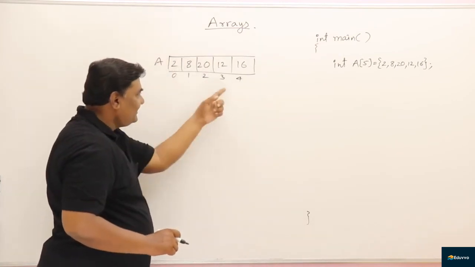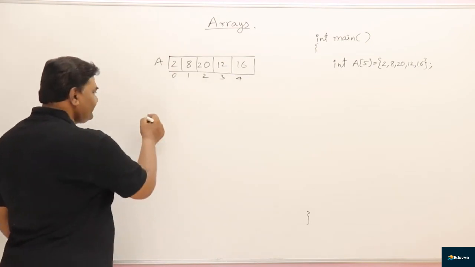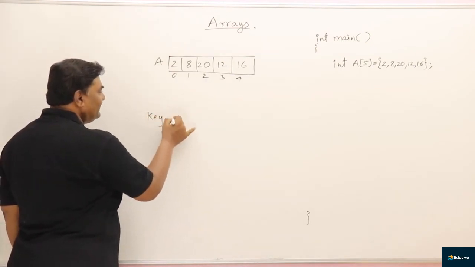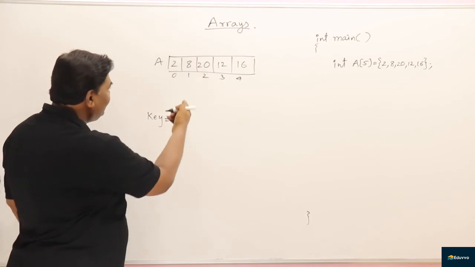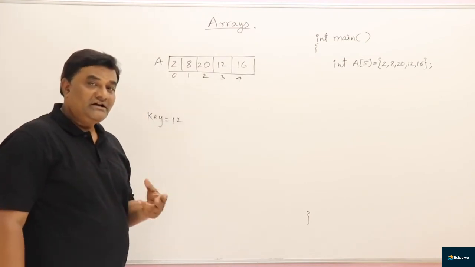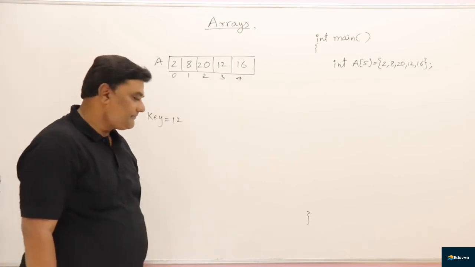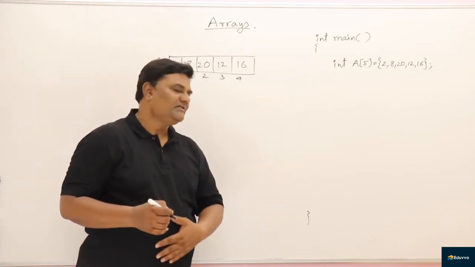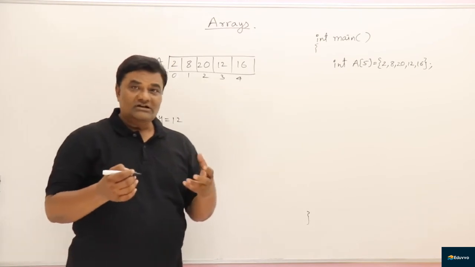Let us write a program to search in an array. Suppose there is a list of elements in an array. I want to search for a key element, that is 12. I know that 12 is there, I can see it, but I want to know its index. So, searching. Let us know what the methods of searching are.